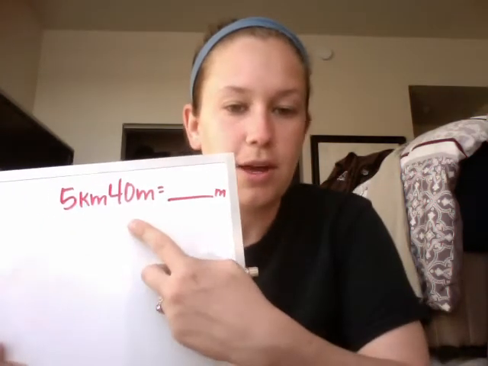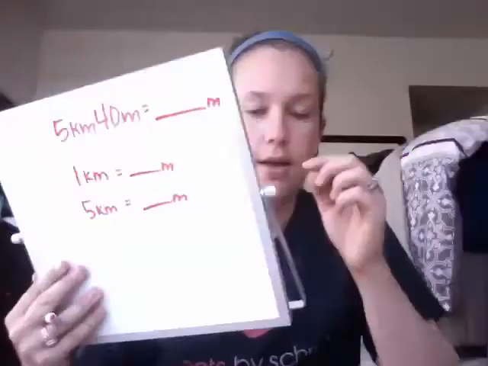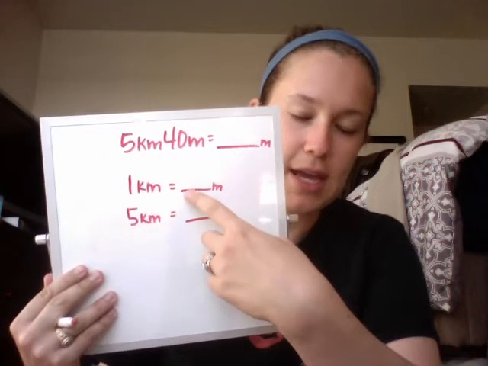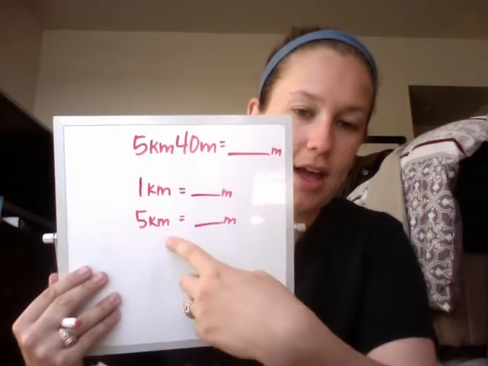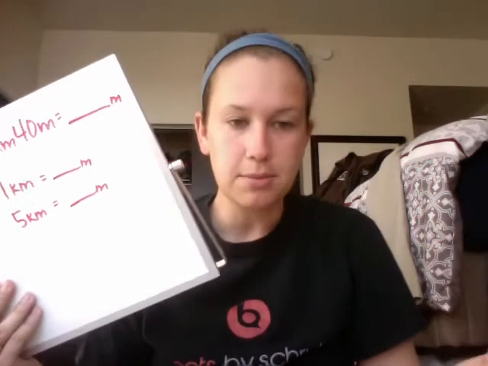Well, we don't have to worry about this. We're just going to add that at the end. But we do need to figure out how many meters are in 5 kilometers. So first, you're going to want to know how many meters are in 1 kilometer, and then you can figure out how many meters are in 5 kilometers. So how many meters are in 1 kilometer? 1,000.